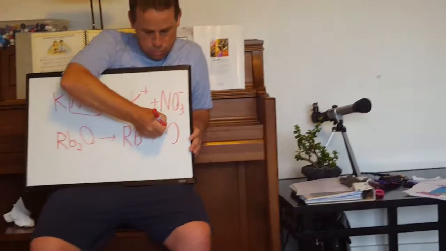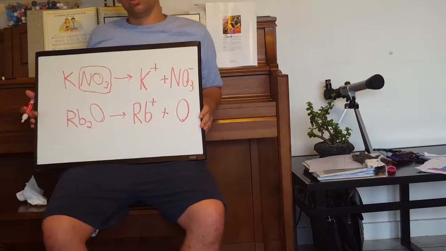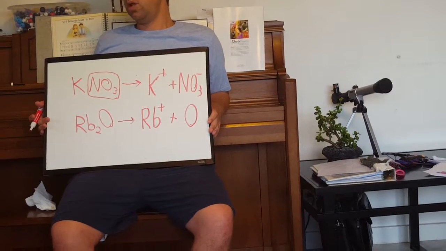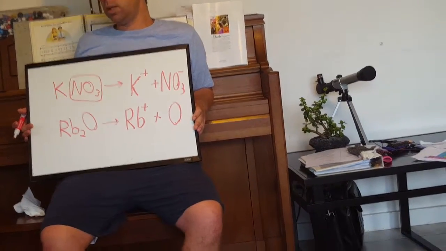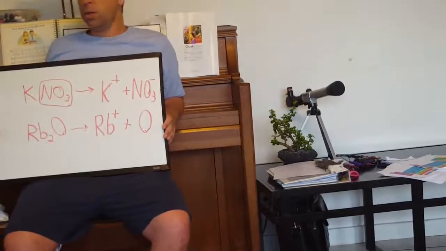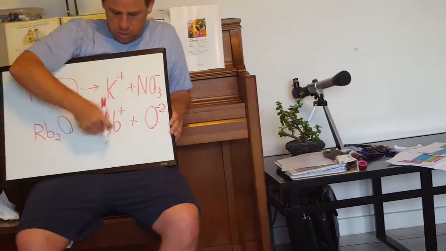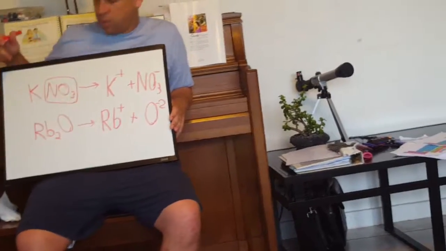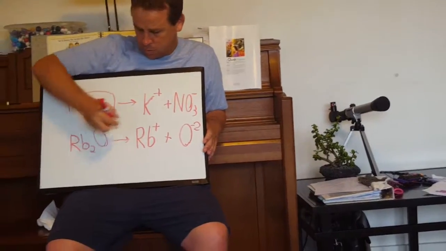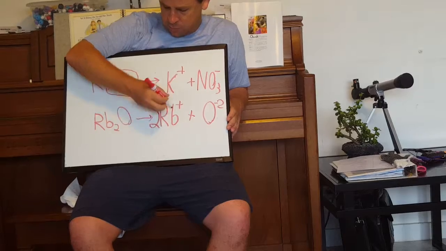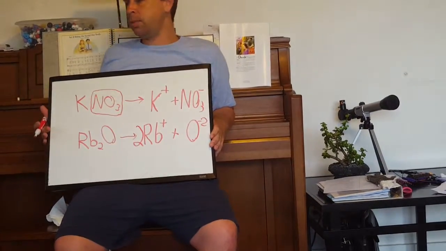Oxygen wants to gain an electron. How many does it want to gain? Two. So this is the charge, minus 2. Rubidium with the plus charge and oxygen with the minus 2. And that's why you need 2 rubidiums. So I should put a 2 here to say that we have 2 rubidiums for every oxygen ion.